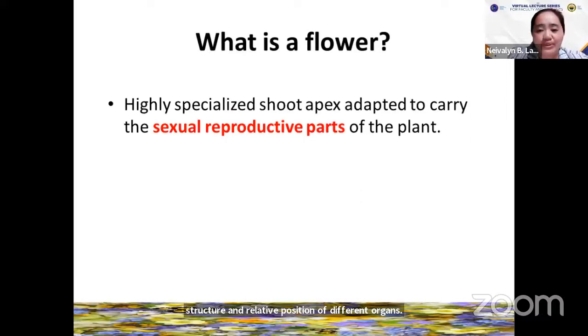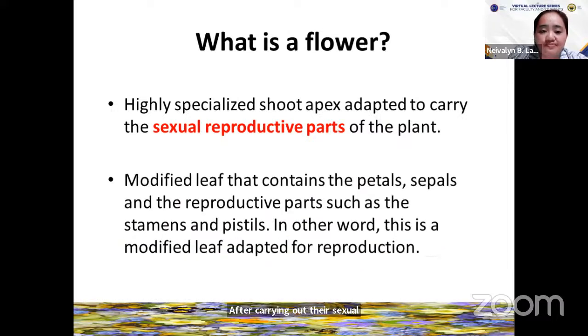When we talk about a flower, we can say that a flower is actually a highly specialized shoot apex. It means that they cease growing once the flower and the fruit are formed, or flowers cease after carrying out their sexual reproductive function.